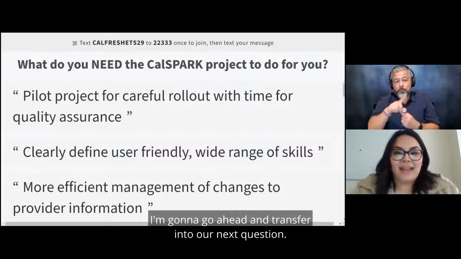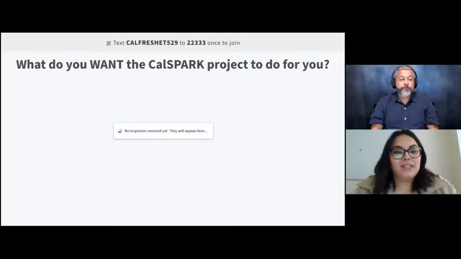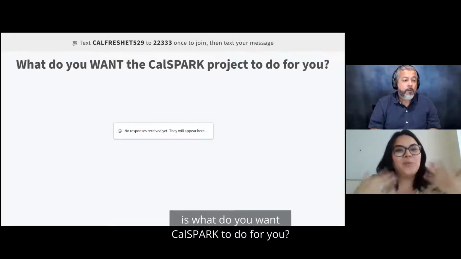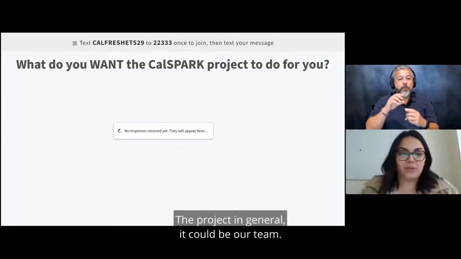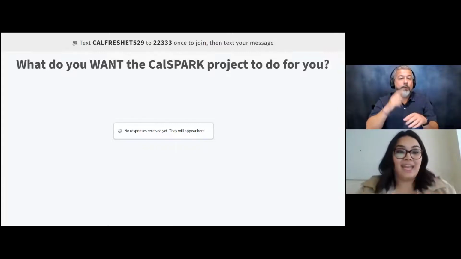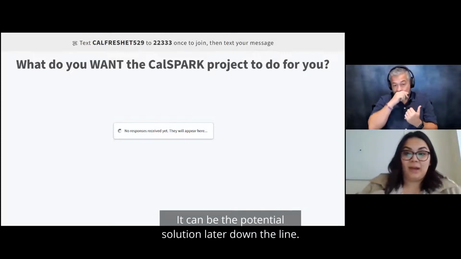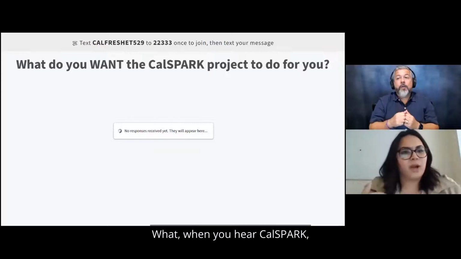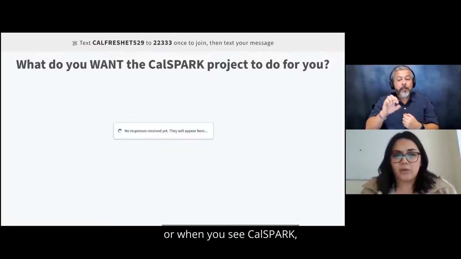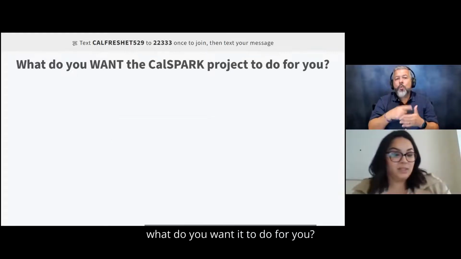I'm going to go ahead and transfer into our next question. So the difference here is, what do you want Calspark to do for you? The project in general, it could be our team, it can be the project, it can be a potential solution later down the line. When you hear Calspark, or when you see Calspark, when you experience this information, what do you want it to do for you?